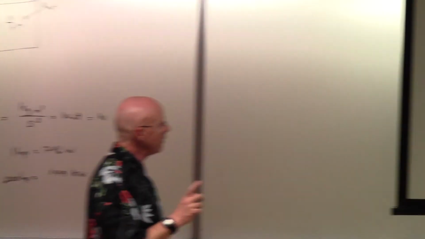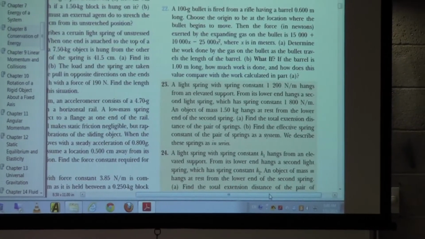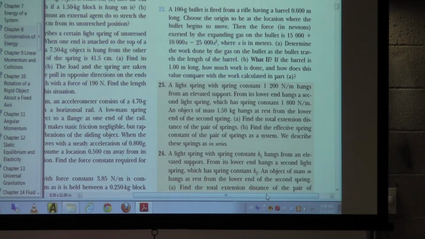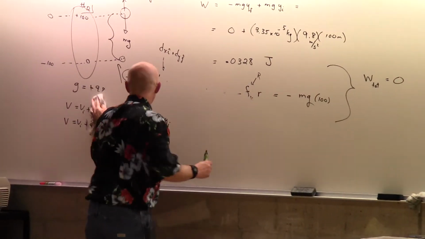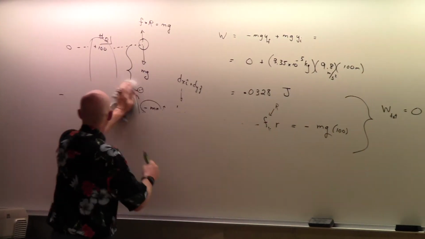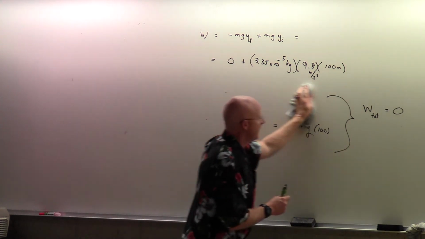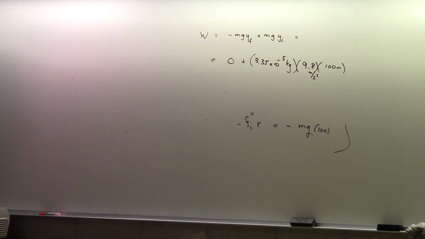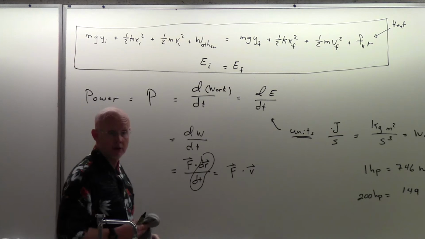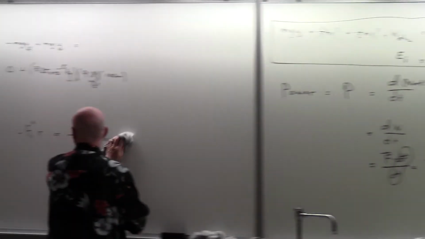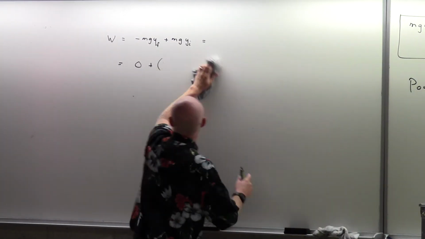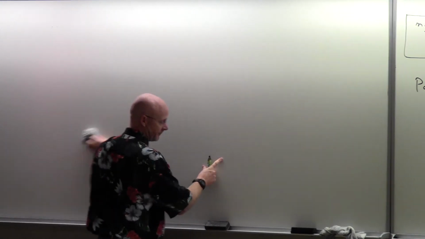A, determine the work done by the gases on the bullet as the bullet travels down the length of the barrel. And I'll read B later here, but that's really very clear in terms of what we are asked to do. We are asked to really find this term right here. How much work is done by the expanding gases?